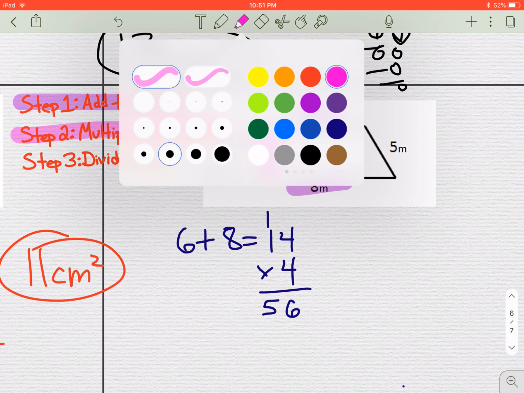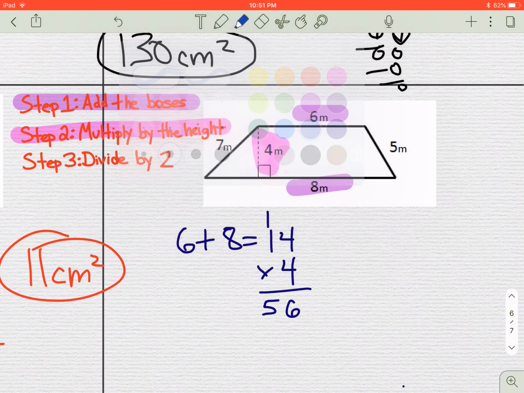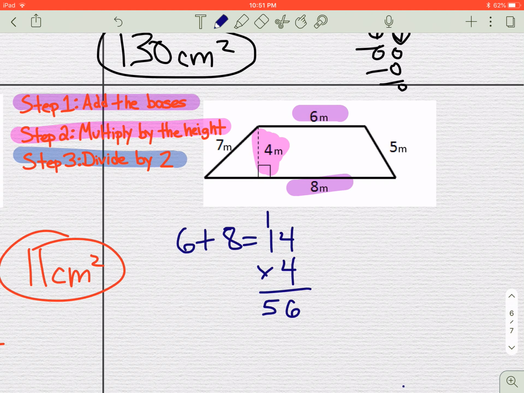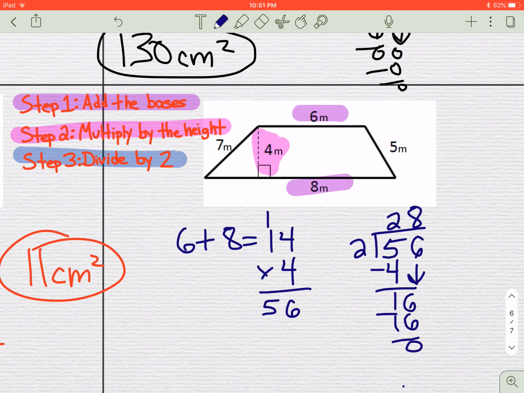And my last step is to divide by 2. So take 56, divide it by 2. Goes there 2 times, so that's 4. I subtract to get 1. Bring down my 6. Goes there 8 times, that's 16. And I get 0, so 28 meters squared.